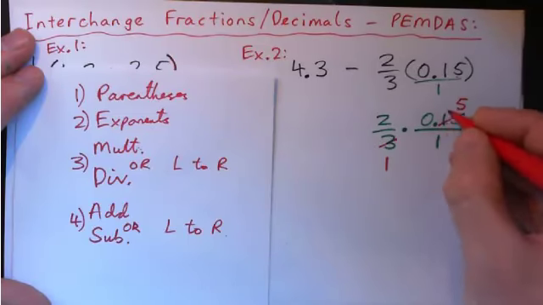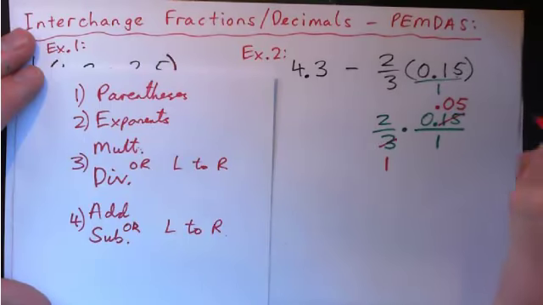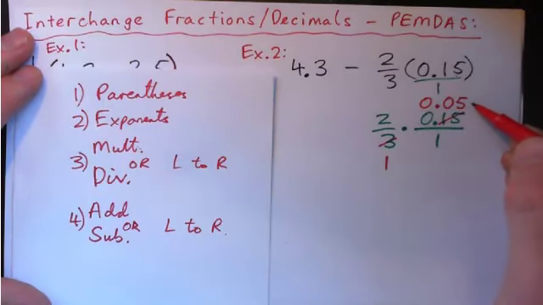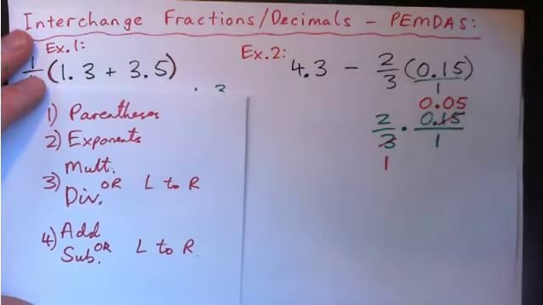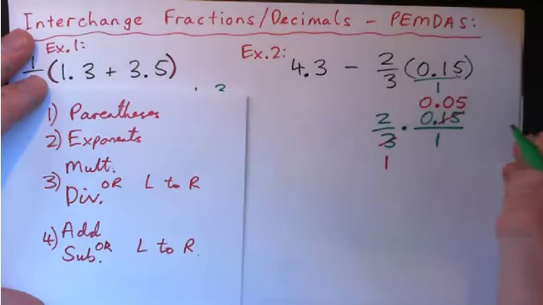And where does the decimal point go? Well, it goes here. And you've got to put a 0 here now. See that? 0.05? So it's basically, if you have 15 cents and you're dividing it by 3, you'll get 5 cents, won't you? Right? So now we have 2 times that over 1.